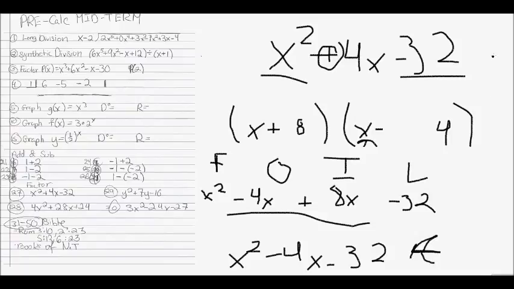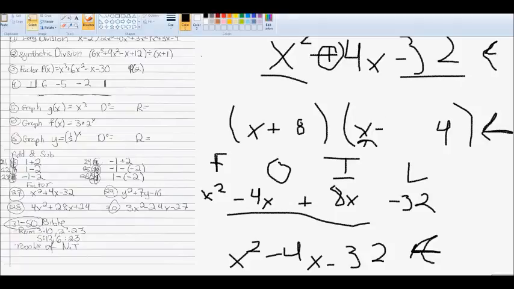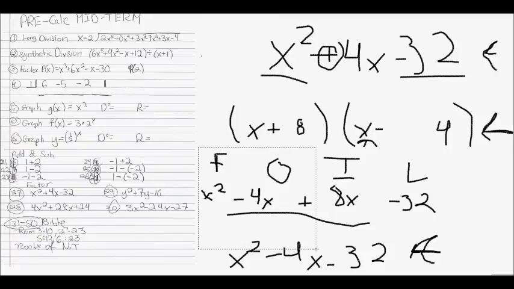What we can see is that this and this line up. So that means we selected the correct binomials. Now we're not done there.